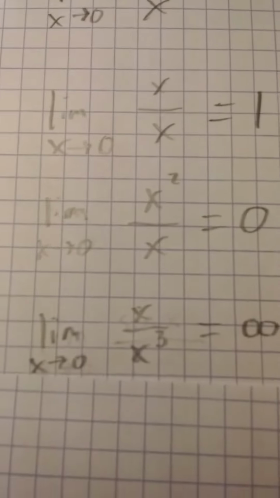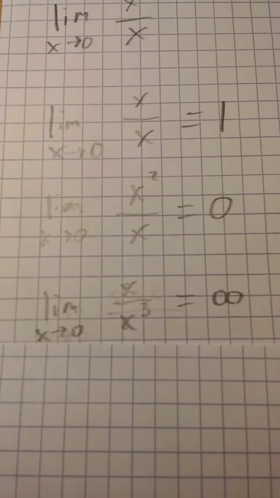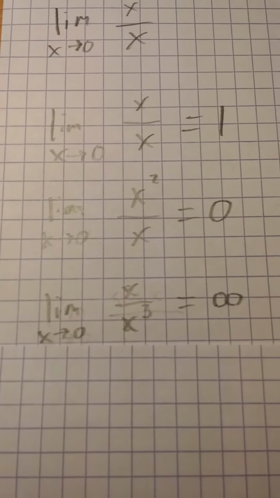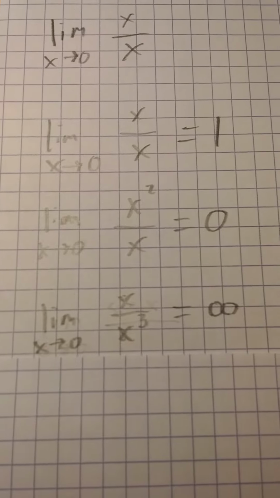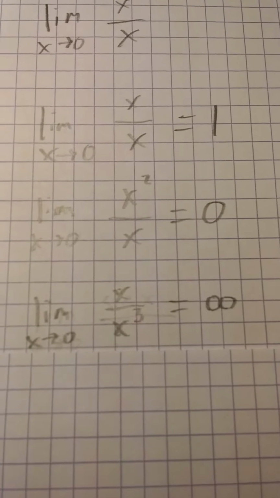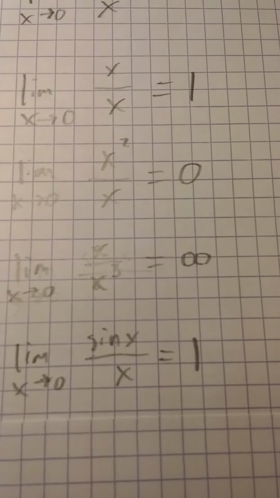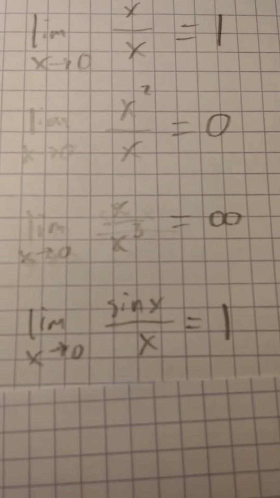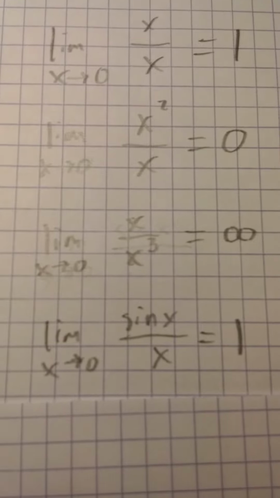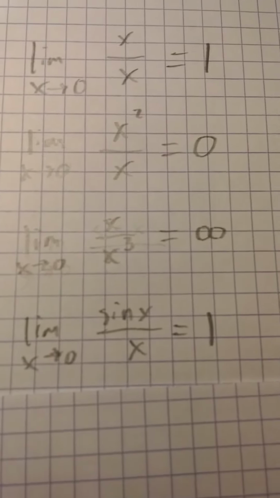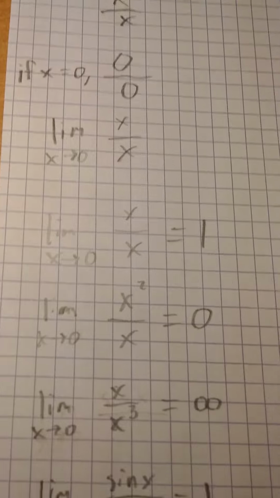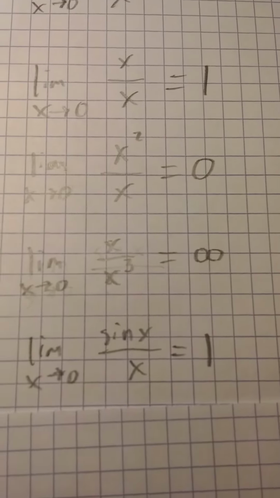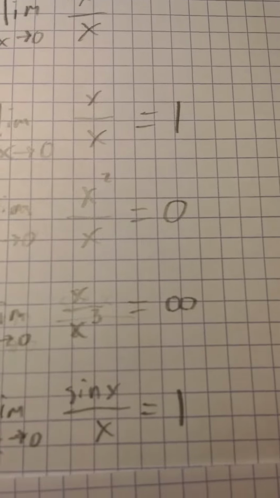This goes over onto some other equations too, such as x over x to the third. As x approaches 0, the equation approaches infinity. Same thing for the limit as x approaches 0 of sine of x over x. As x approaches 0, it approaches 1. So there are just a few examples of all the different values that can be approached from equations that, when you do plug in 0, give you 0 over 0. So yeah.